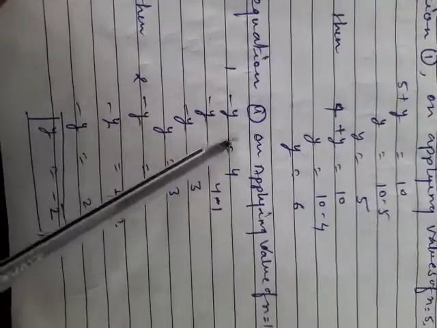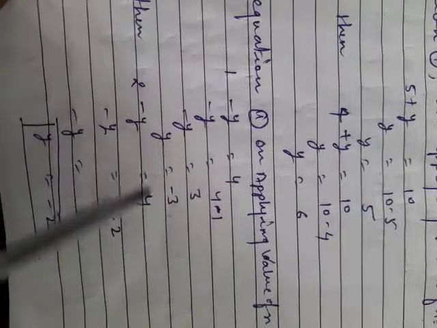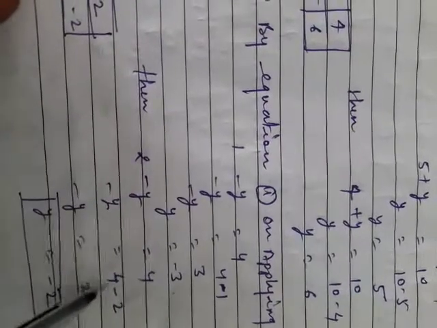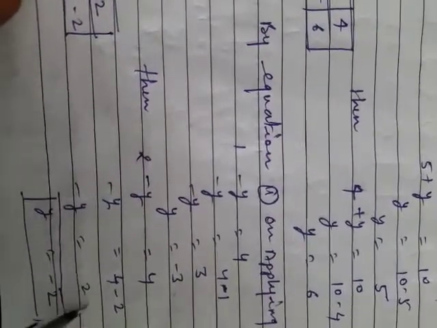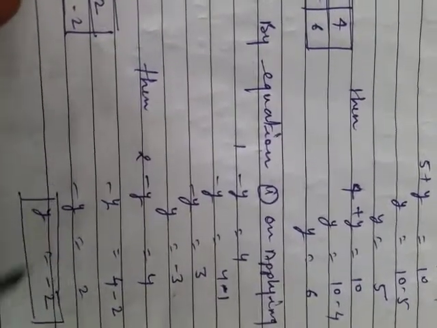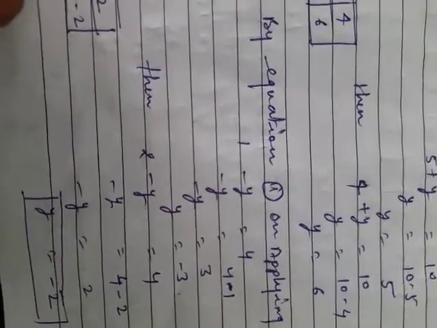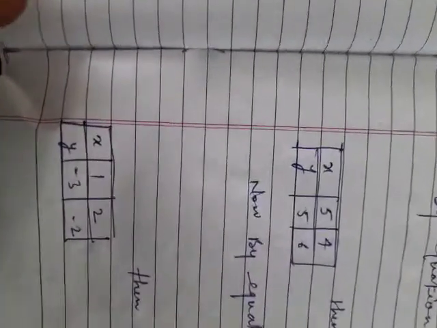Now by the second equation, applying the value of x equal to 1: 1 minus y is equal to 4, minus y is equal to 4 minus 1. When changed to the other side, the sign changes, so y is equal to minus 3. Then 2 minus y is equal to 4, minus y is equal to 4 minus 2, minus y is equal to 2, so we get y is equal to minus 2. And this box we can make like this to show this sum graphically.